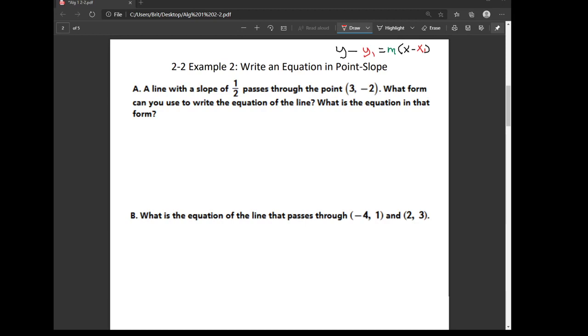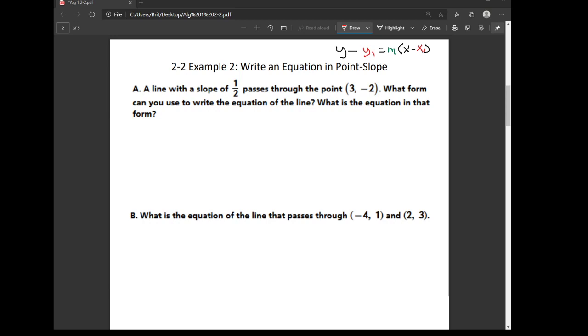In this video, I'm covering example 2 from lesson 2-2 in the SavvasRealize Algebra 1 textbook. In this video, we are looking at writing the equation of a line in point-slope form.